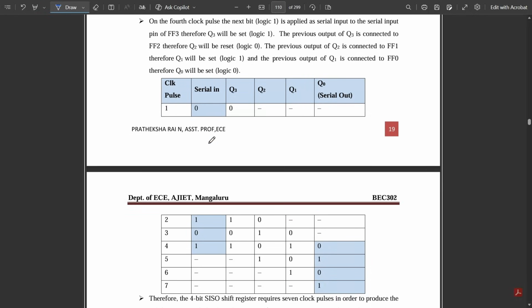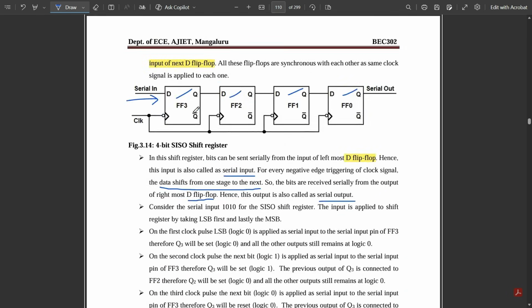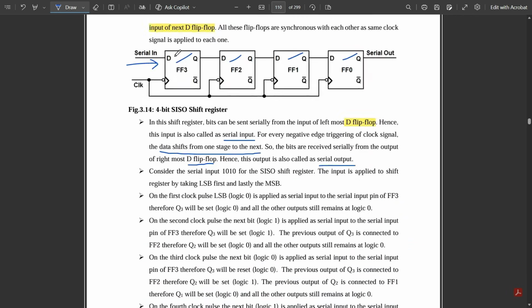So totally they have provided 7 clock pulses here: 1, 2, 3, 4, 5, 6, 7. So first, serial in. Serial in means that the first input sent is 0. Okay, so now this is 0, right? And this is the first stage output, that is q3. Since the serial input is sent through this D flip-flop, whatever input is sent, that only would be there at the output side.